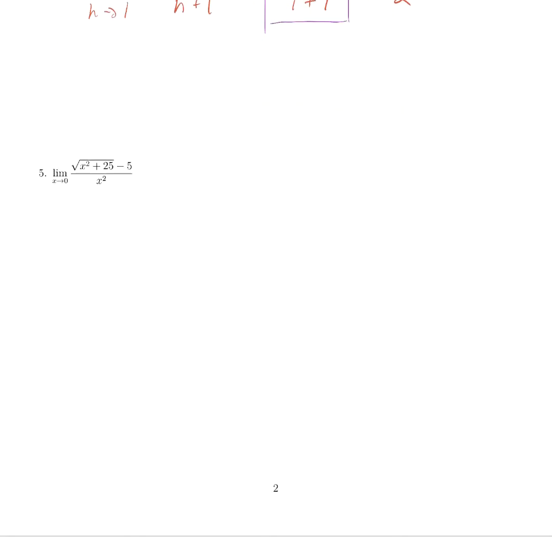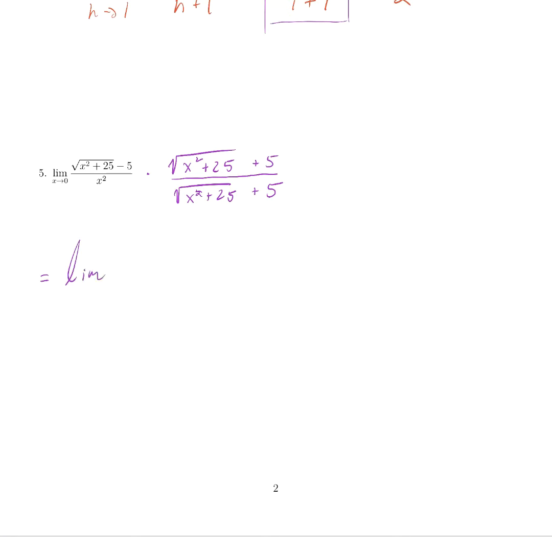Okay, one more example here, and here's the example where we need to multiply by 1. And we're going to multiply by 1 in a nifty fashion. It's going to look something like this. We're going to multiply by the square root of x squared plus 25 plus 5 divided by the square root of x squared plus 25 plus 5. If we're going to multiply by anything in this situation, it has to be 1, first of all, because we won't be changing the value of the limit. And let's see why this works out so nicely.